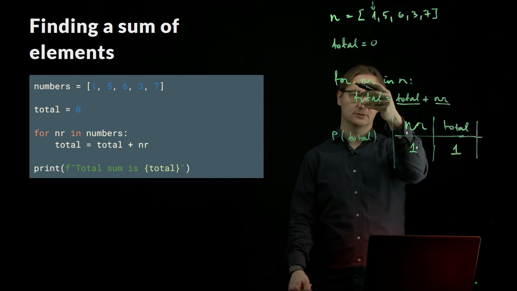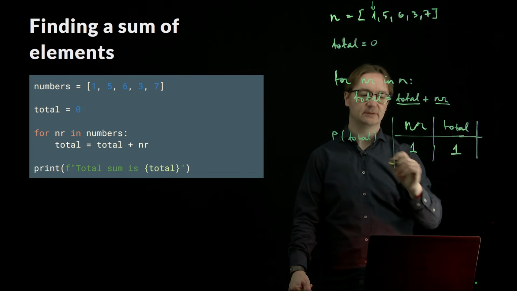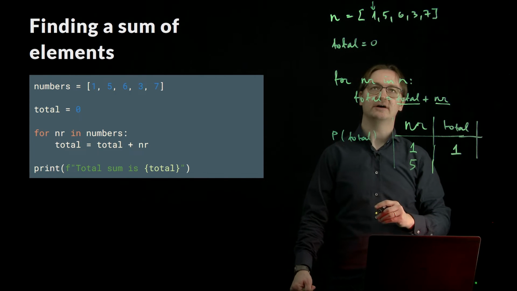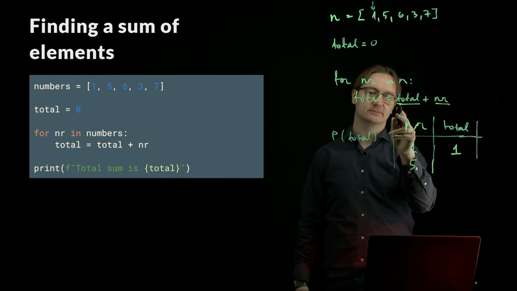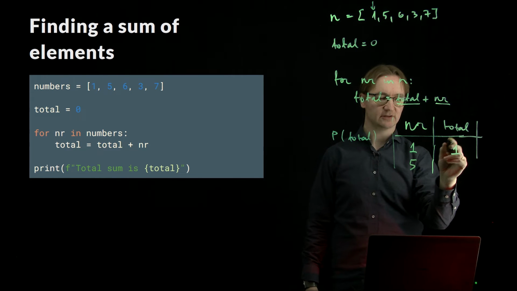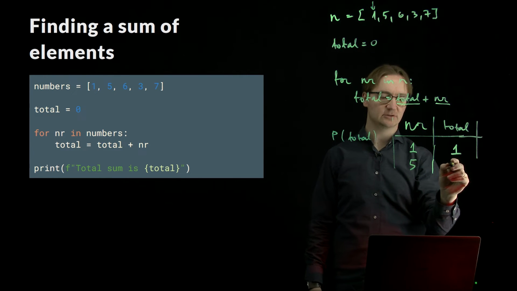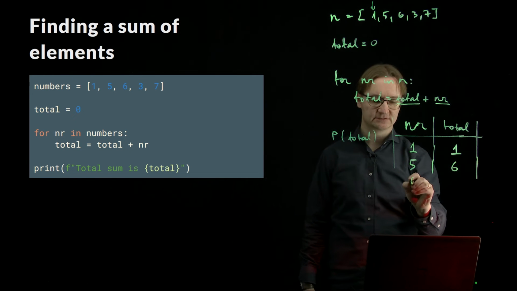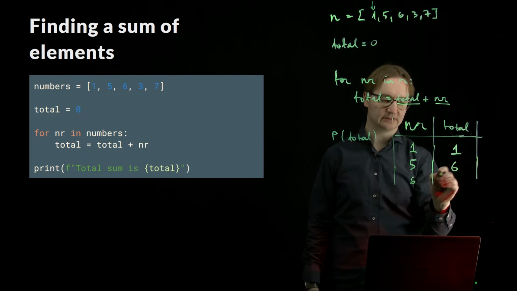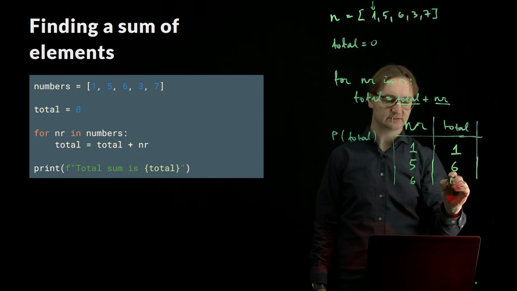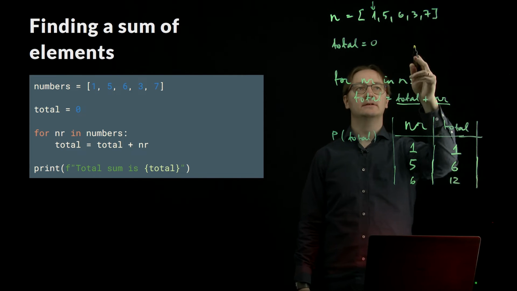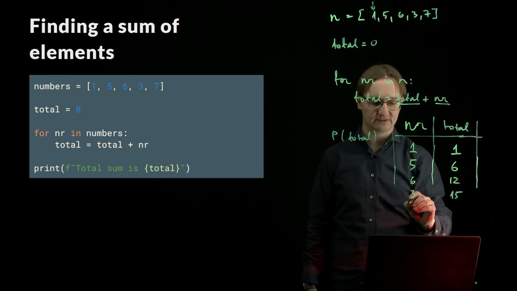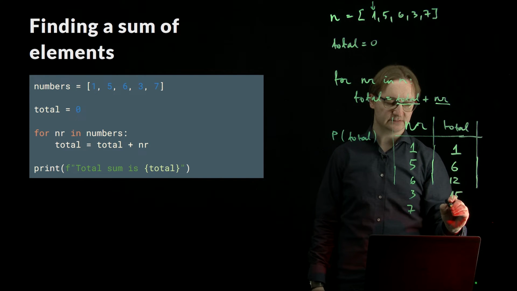And now we go back into the loop header and we take the next element. This is 5. Now we also add those up. We take the current total value and add the number value, so we get 6. Now we take the next number, which is 6, and we add this to the current total, which is 12. Now we take 3, add it up, it's 15, and now we get 7, and then it's 22.